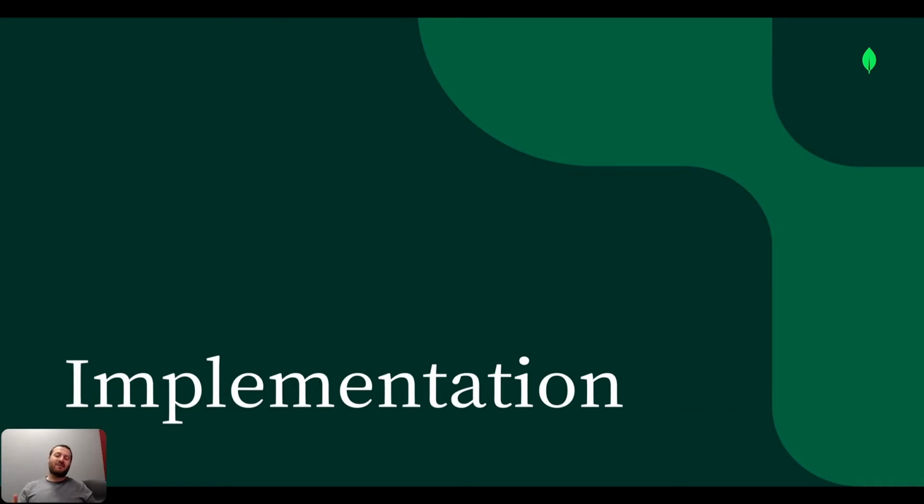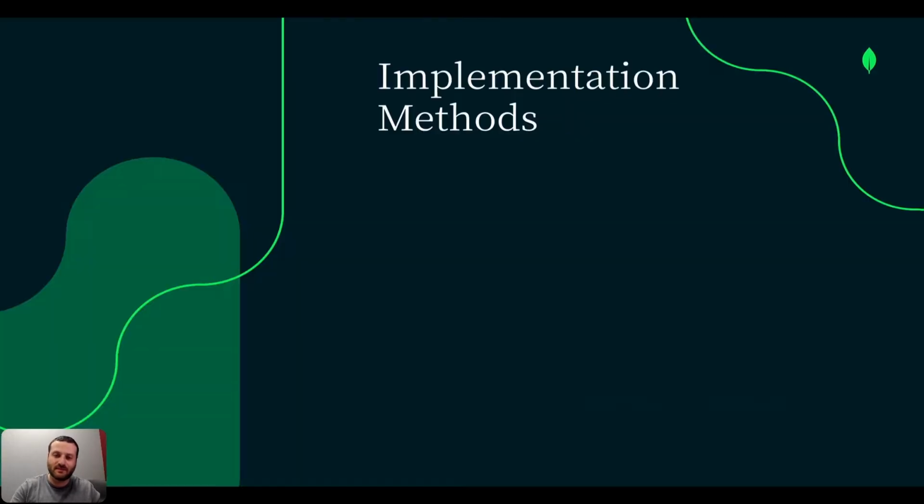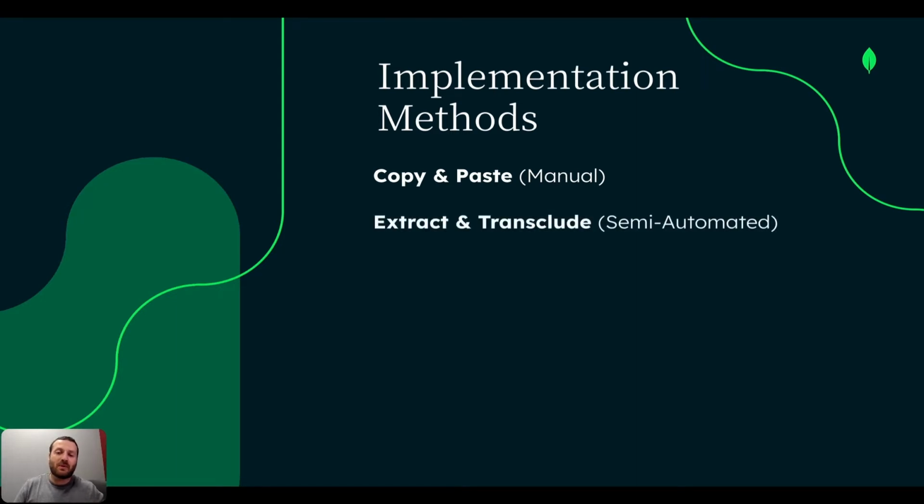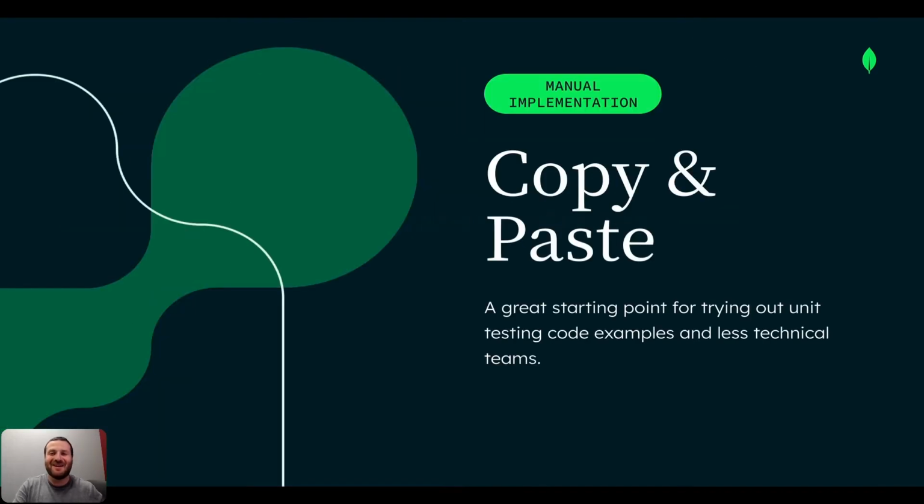Now let's talk about a couple of different implementations that we can use for unit testing code examples. We're going to discuss two. First, a fairly simple one where we copy and paste code from our unit test to the docs. And then a more complex but more powerful one, which we actually came up with on the MongoDB Realm Docs team, to extract and transclude code examples from our unit test to the docs. And if you're not sure what that means, hang tight, we'll get to it soon. But first, copying and pasting. This is a great way to get started with unit testing docs.